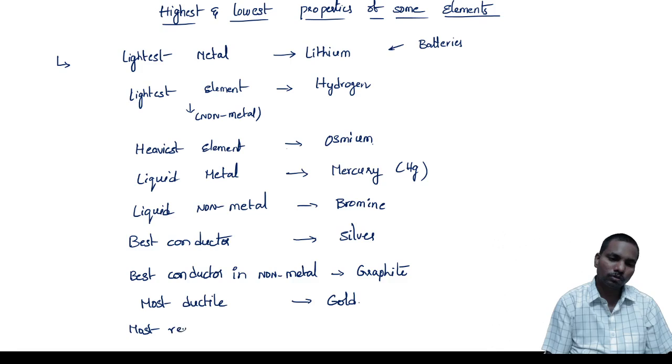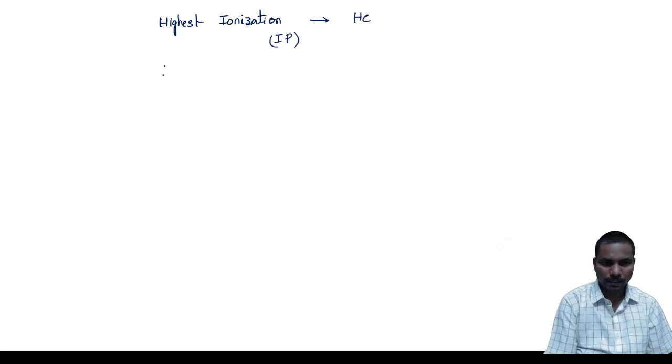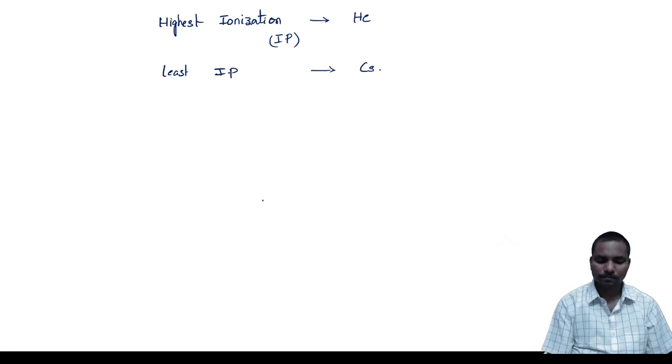Most reactive element or reactive metal is cesium. Cesium is the most reactive metal or element. Okay. And highest ionization potential, which is in noble gases, helium. Least ionization potential, which is highly reactive, that is cesium. Cesium. Okay.